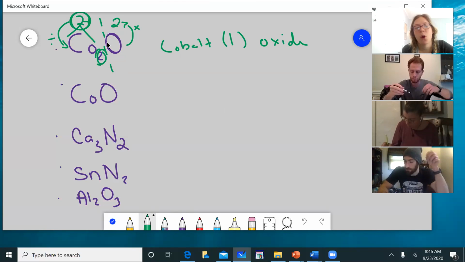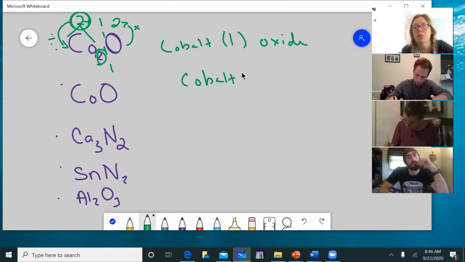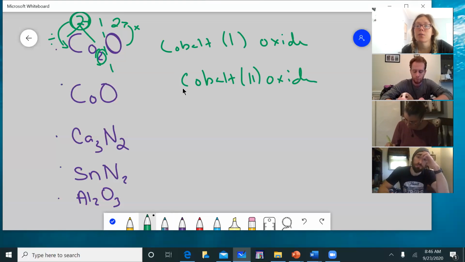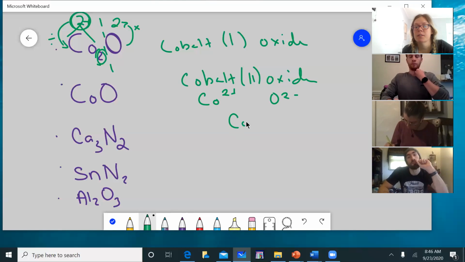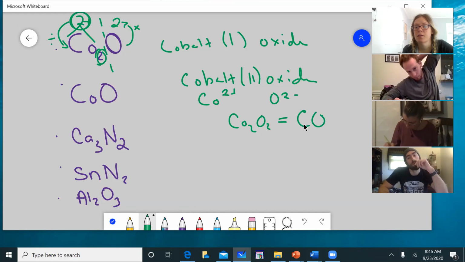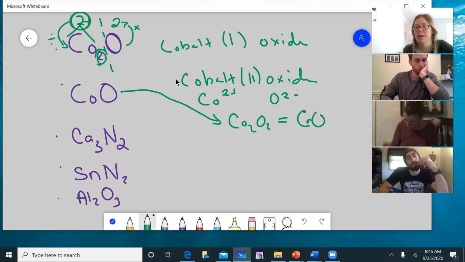If you're like, well, no, I don't like that. I think it should be cobalt 2. Okay, well, let's do that. Let's do cobalt 2 oxide. If I go ahead and try and get to the formula, cobalt, in this case, would have a 2+ charge. Oxygen would have a 2- charge. Flip-flop, it'd be Co2O2, which reduces down to CoO. This is not the same as this. Actually, this is the same as this. So this is the name for the second one, cobalt 2 oxide.